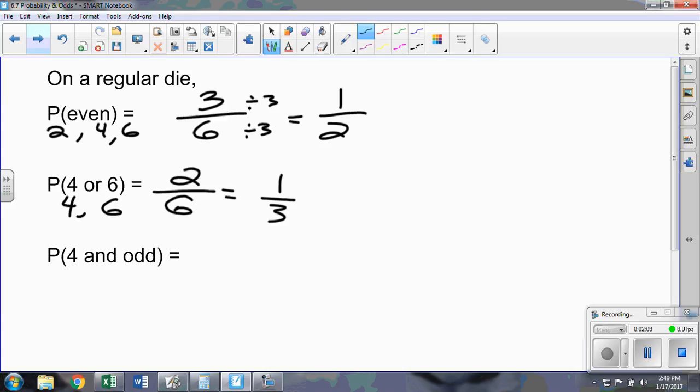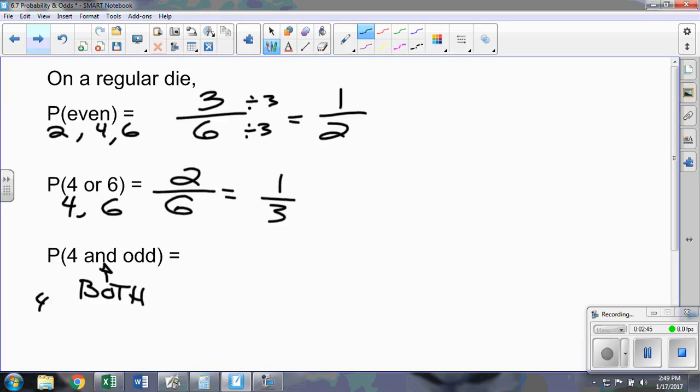What about the third one? Probability of 4 and odd. Every once in a while, this trips people up because you got to pay attention to the word and. The presence of the word and is telling us that we have 2 conditions and we need both of them to work. Well, how many numbers work for the condition of being 4? Obviously, just that one number. 4 is the only thing that matches with the 4.